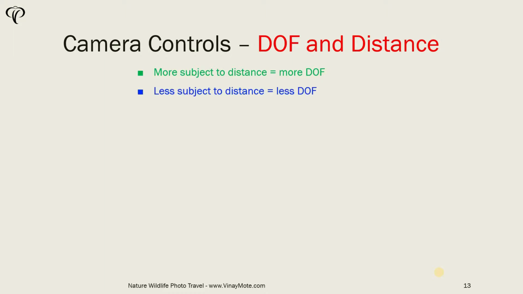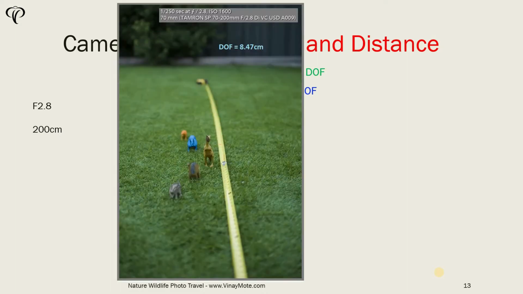And if you have less subject distance and the subject is very close, then you get very little depth of field. So we're going to use the same setup and change only the distance to the subject, keeping aperture and other parameters the same. We're going to keep aperture at f2.2, and for the first shot, we're going to use 200 centimeters as the camera to subject distance. This is how it looks, and we are focusing on the center dinosaur. With 200 centimeters, we get a depth of field of around 8.47 centimeters.